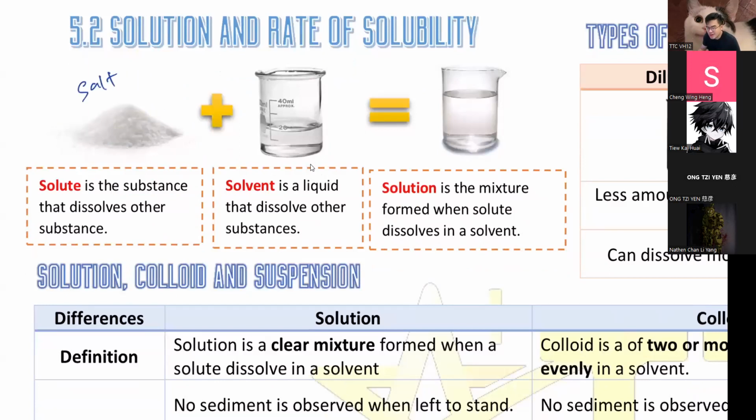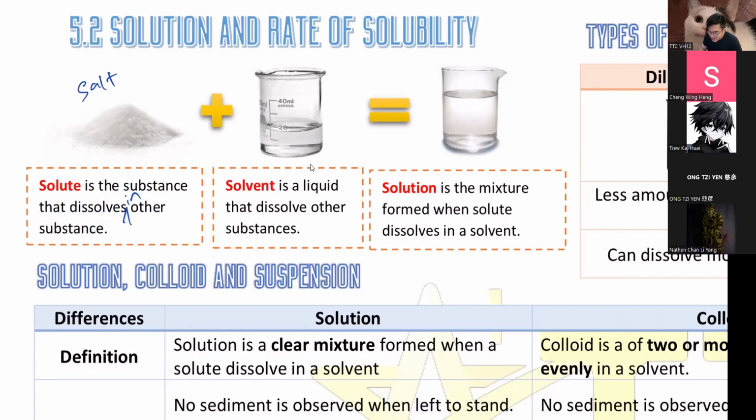let's say salt. We take salt. Salt is what we call a solute. It's the substance that dissolves in. Please add an "in" here, there's a typo. It's a substance that dissolves in other substance. When I dissolve in other substance, I'm the salt. That means I melt, I dissolve away in other substance.